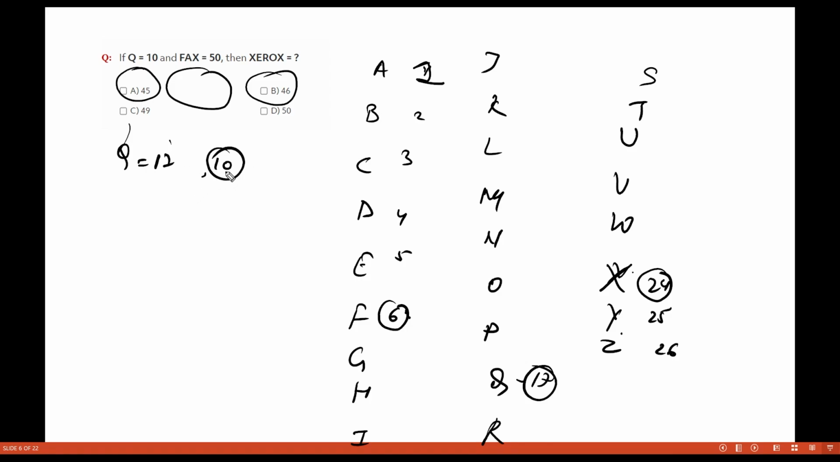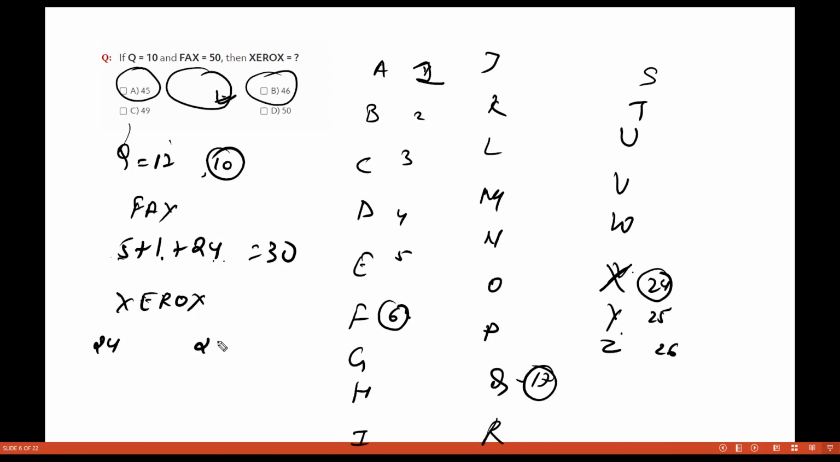Okay, Q is 17 but it is giving 10. Fax: F is 5, A is 1, and X is what? X is 24. So this is coming to be 30, but this is coming to be 50. We are not able to make out what Xerox actually means, because if we apply this logic, 24 plus 24 will become 48 only.